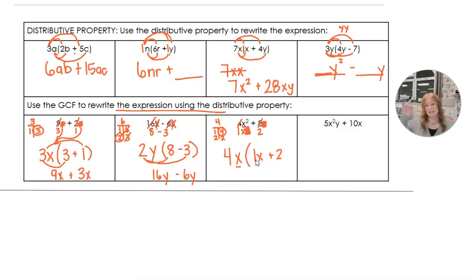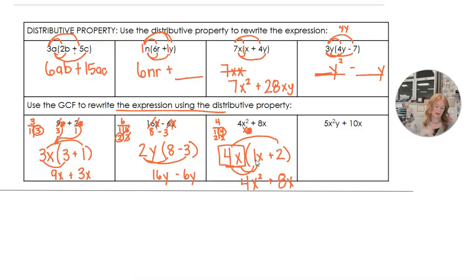So now let's go back and see when we distribute if that gave us the correct answer of 4x squared plus 8x. So 4 times 1 is 4. X times x is x squared. Plus 4 times 2 is 8 with an x. So there we go. So when we have that double x, we can only pull out one of them. So I list it out and get rid of one of them that I used.